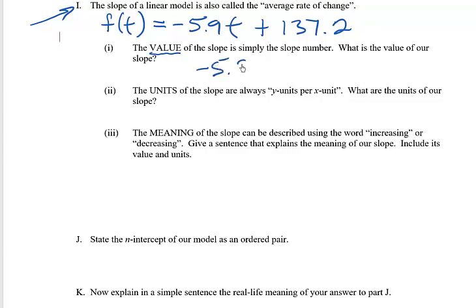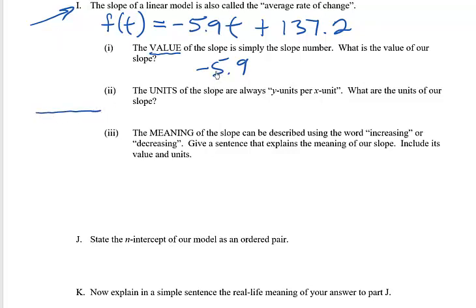So our slope value was negative 5.9. Then you can talk about the units of the slope. Units are things like feet, pounds, days, letters, that kind of stuff. Slope units are a little bit tricky because think about how the slope is calculated. It's calculated as a fraction, right?